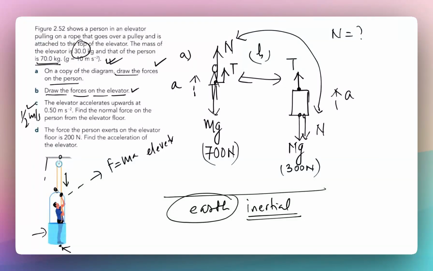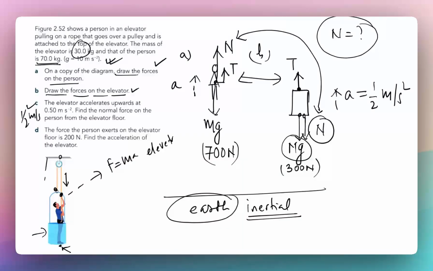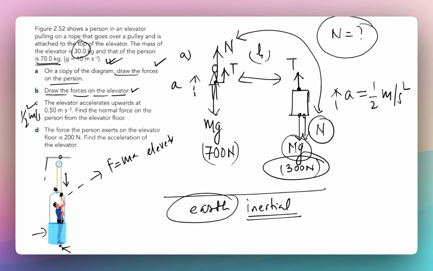With that in mind, we are now going to write our equations to find the value of N given the value of a is equal to half meter per second square. So it is going up for the elevator. We are going to write the first force, tension, which is going upward. So T minus two forces, N and mg. So T minus N minus, what is the value of mg? 300 newtons, right? So 300, that is going to be equal to the mass of the elevator.